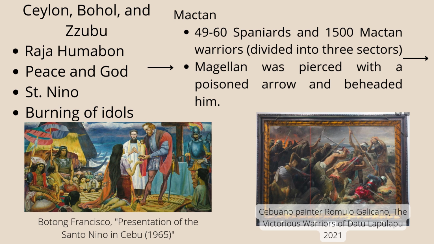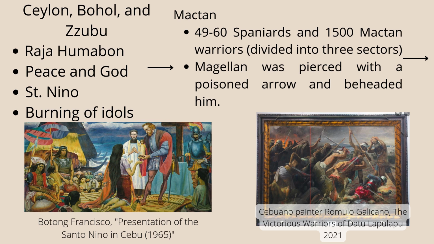And they were smart enough. They had a strategy against Magellan because they noticed that his armor only protected the upper part of the body and not the lower part. So these warriors tried to target the legs, resulting in Magellan being pierced with a poisoned arrow and beheaded.